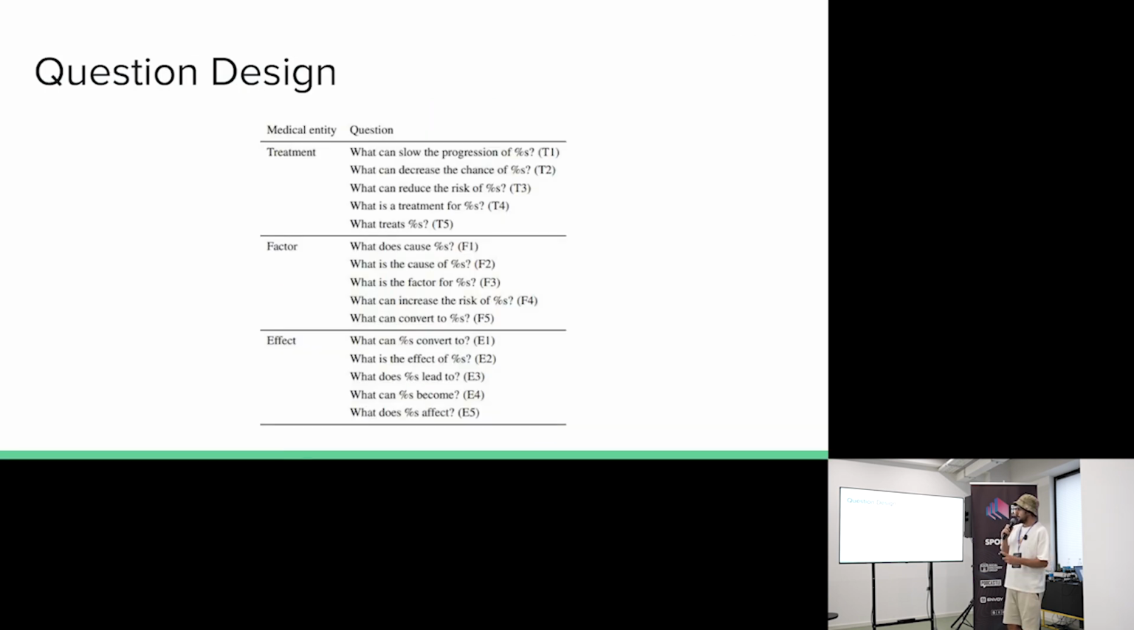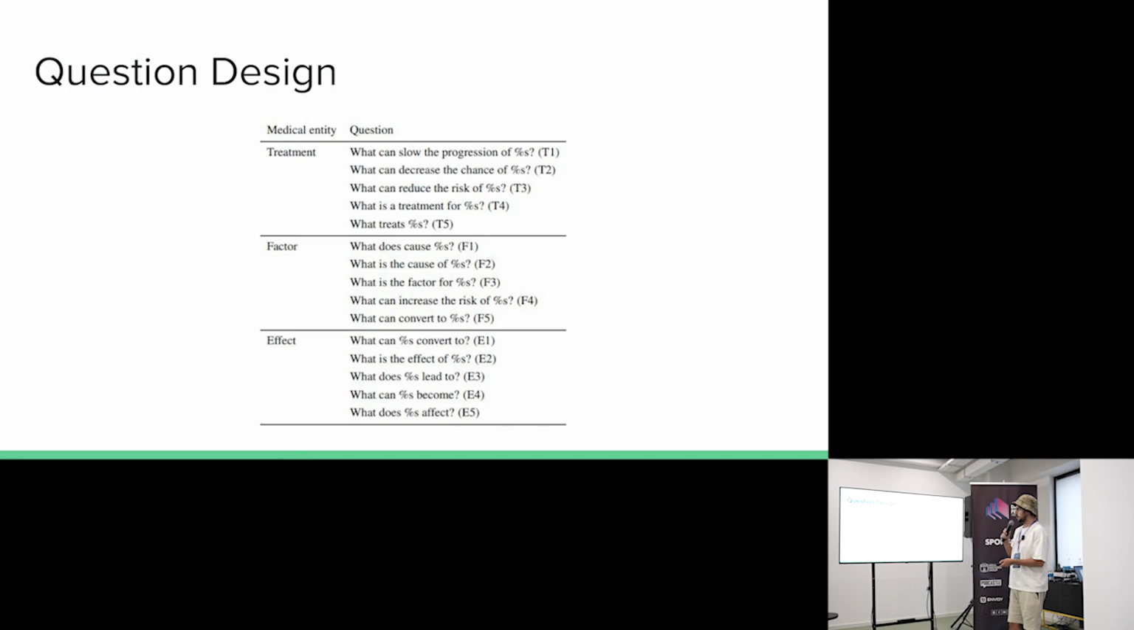And as you can see here, we have designed the questions. They are very general questions with a placeholder in them, the percent-s sign. We designed five questions for each type of entity. So basically, when we go over all of the diseases, we just replace the placeholder with the disease and feed this question sentence into the model.